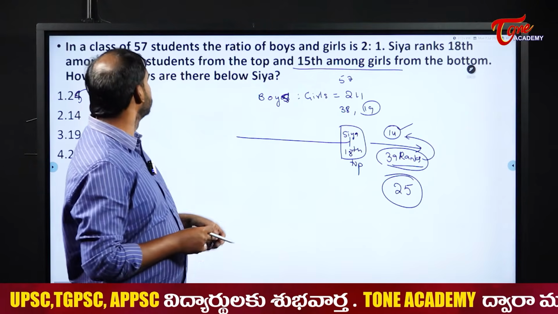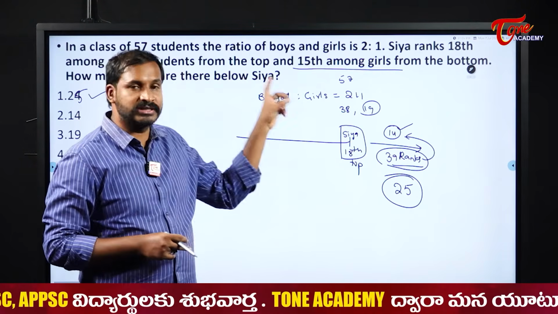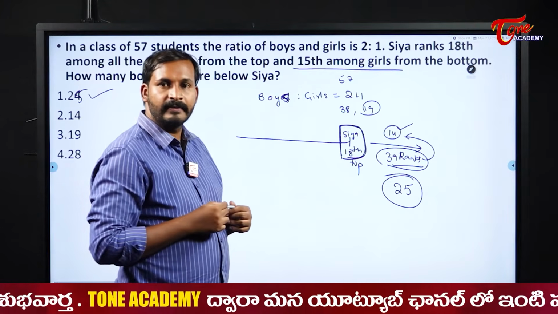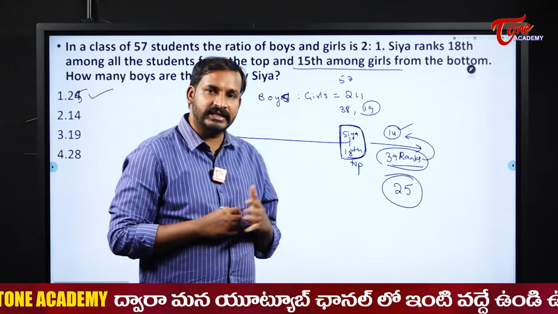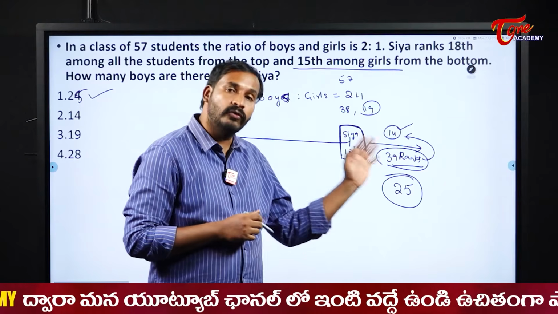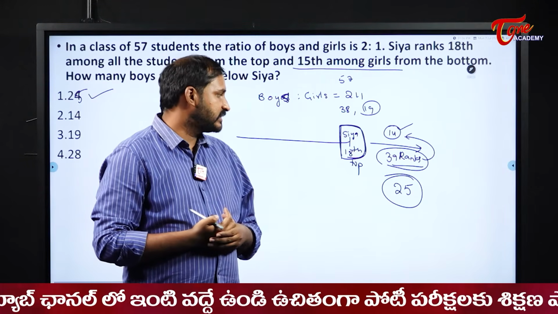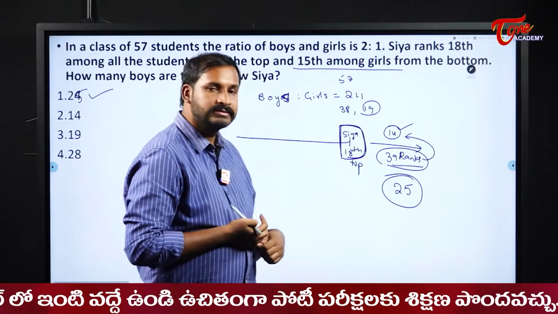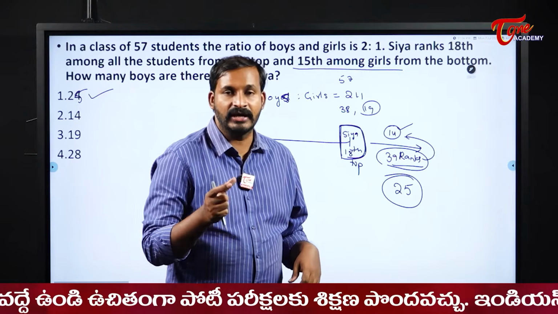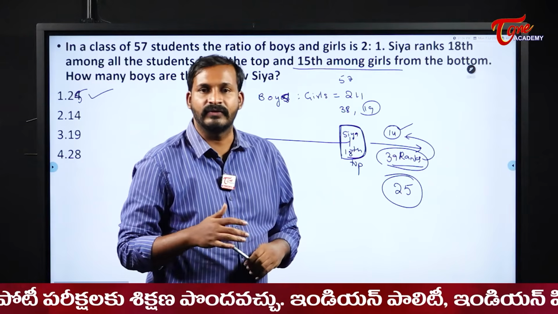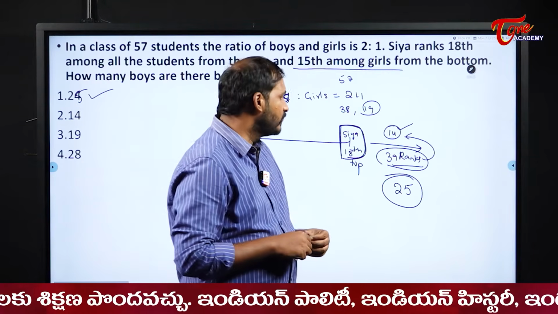Why? Because she is 18th among all the students from the top. Right? Below her, how many girls are there? 14 are there. And below her, the total number of ranks is 39. So it will become what? In 39 ranks, 14 are girls, which means boys will be 25 in number.